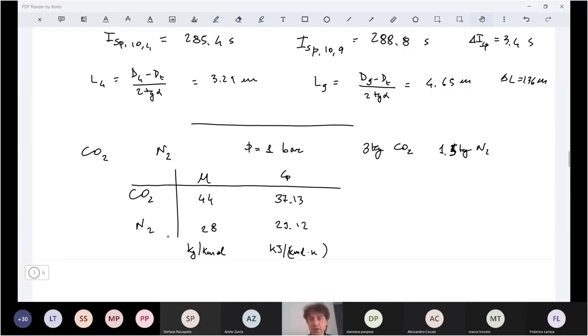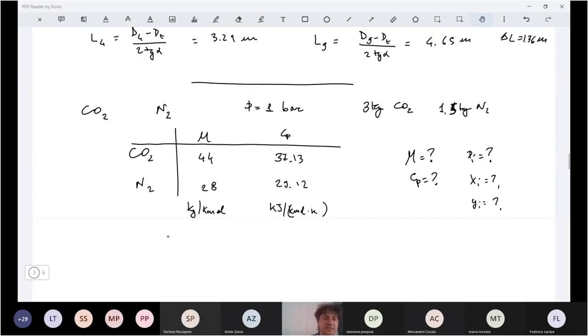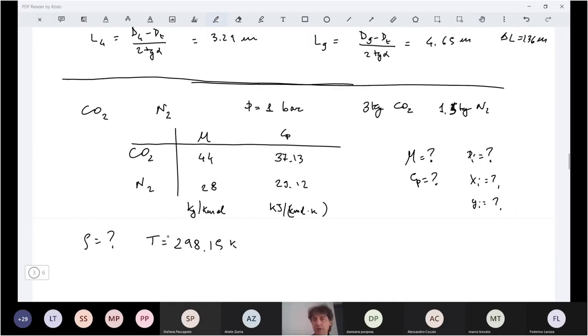So we have to evaluate the molar mass of the mixture, the CP of the mixture, the partial pressures, and the molar and mass fractions. We finally will also evaluate the density if we assume that T is equal to 298.15 Kelvin. Basic exercise, we start with this because we have to be able to handle these mixtures.